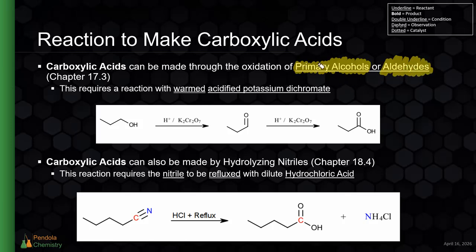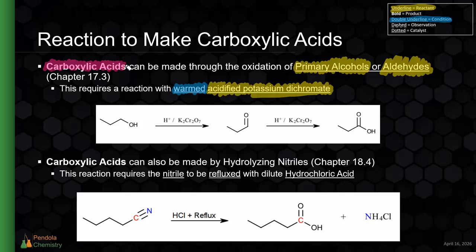So we can react both an alcohol that's primary or an aldehyde with a warm acidified potassium dichromate solution, or we could use potassium permanganate, like we always say. Potassium permanganate and dichromate both do the same thing, they're oxidizing agents. But when we react either a primary alcohol or an aldehyde with acidified potassium dichromate, and the whole reaction is warmed up, so warming is one of our essential conditions here, then what we're going to get out of that reaction is a carboxylic acid. So this is one way in which we can create carboxylic acids.